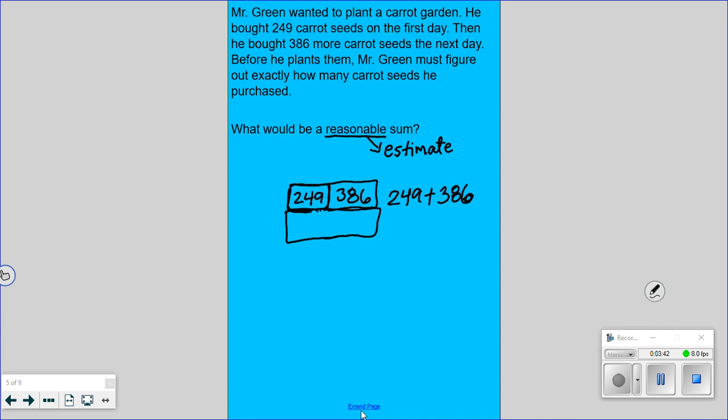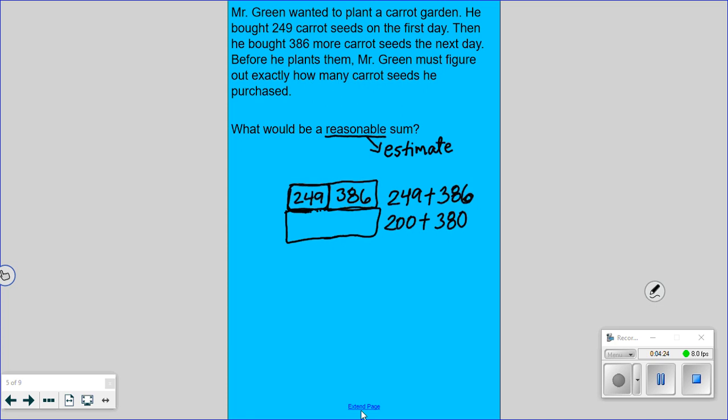Bowen, can you give me a close to, maybe benchmark number to 249? Because 249 is not super friendly for me. It would be 200. Sure, 200, that'll work. What about 386? Can you give me a friendly number for 386? Because 386 is not super friendly right now. That would be Emma? 380. Maybe 380? That'll work. Could you pick something else? Yes. It just has to be a friendly benchmark number.